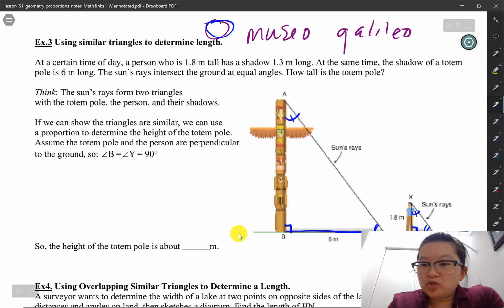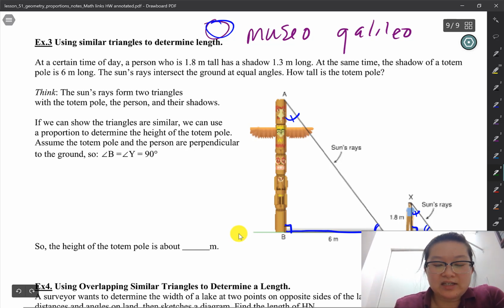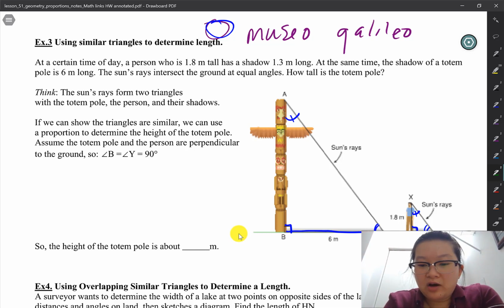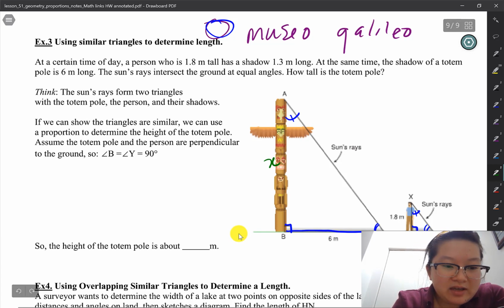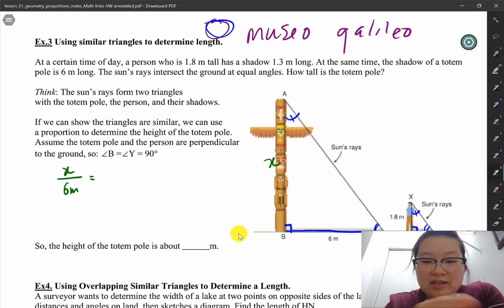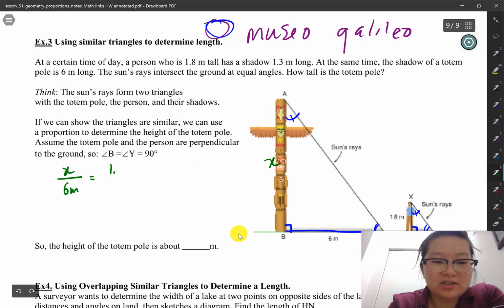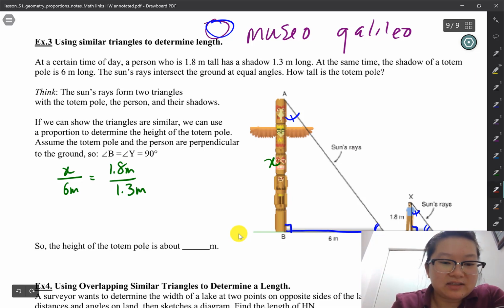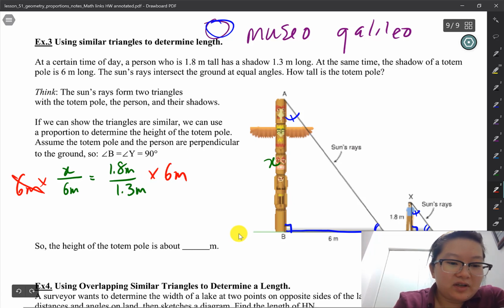Okay, now I am going to solve this one together. So we're going to use the idea of similar triangles, in which we know both the shadows are going to be proportional. Since I want to figure out this height here, I'll call it x. I know the ratio of the height to the shadow, and I want to make sure that it is the same as the person's height to the person's shadow, which is 1.8 meters over 1.3 meters. Now I want to figure out what x is by multiplying both sides by the 6 meters. Whoopsies, that doesn't cancel. This one over here cancels.